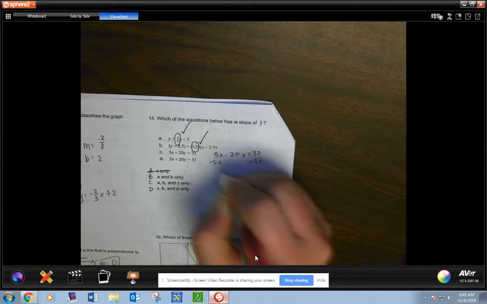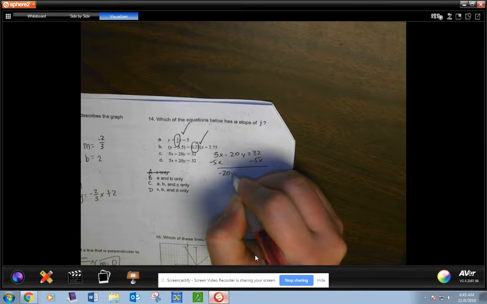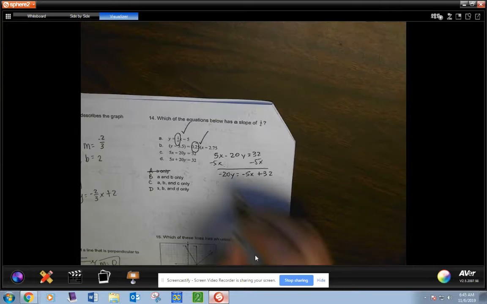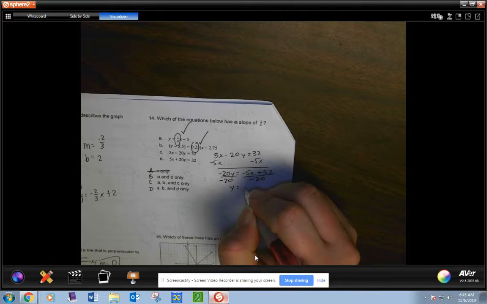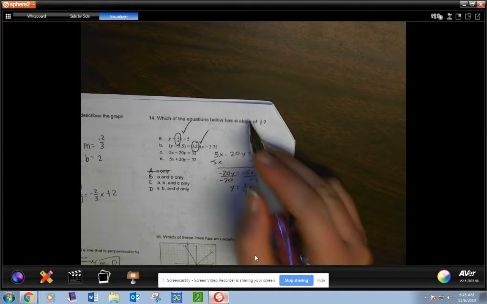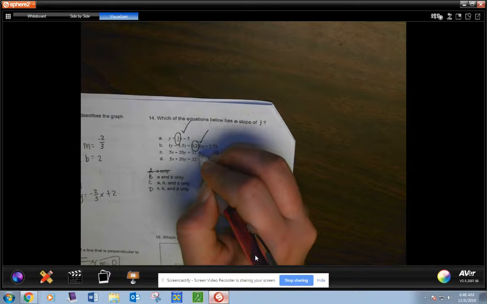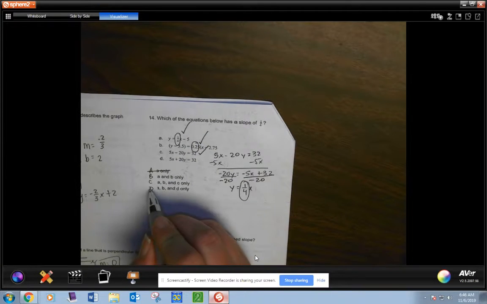So move the x by changing the sign. That gives me negative 20y equals negative 5x plus 32. And then I'm going to divide by the number in front of y. So negative 5 divided by negative 20 will give me 1/4 x. And I don't really care about my y-intercept because all I care about is the slope, and this is 1/4. So I know C also works. So I know that now B isn't my answer and D isn't my answer because C has to work.